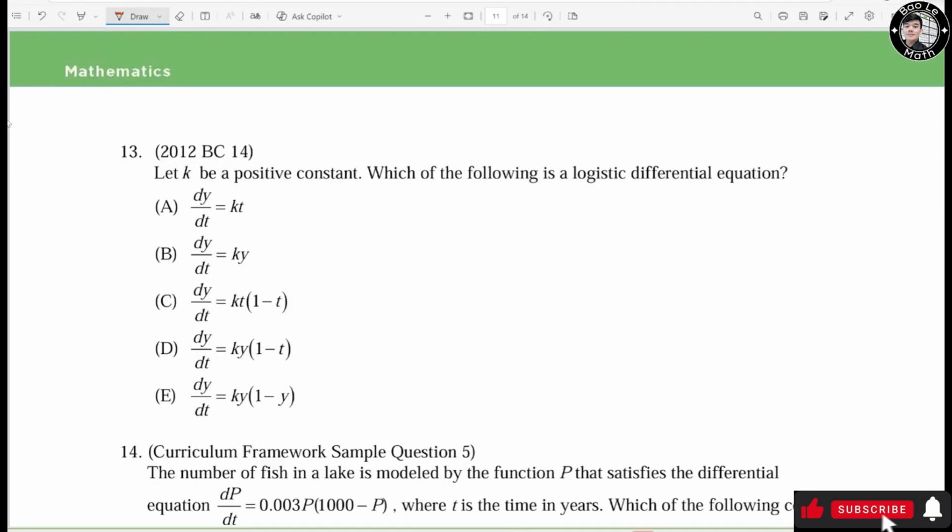Now let's move on to question 13. Let K be a positive constant. Which of the following is a logistic differential equation? We know that the logistic differential equation is given by the formula dy over dt equals k times y times 1 minus y divided by L, right? So we look at the answer choices right here, only E is correct, right? This problem is very simple, you just recognize the logistic differential equation, right?